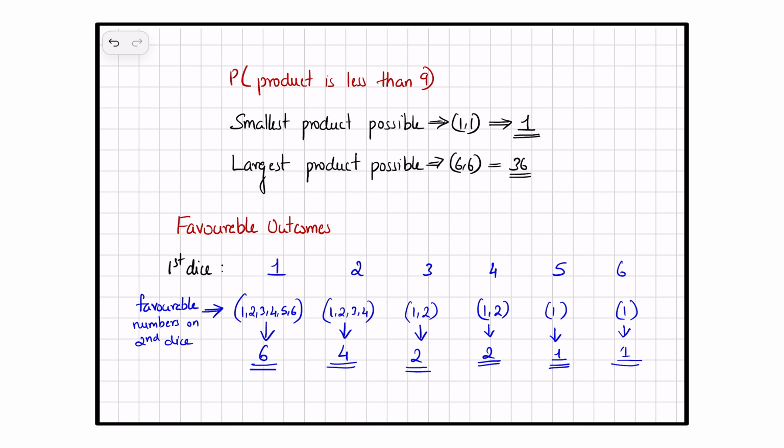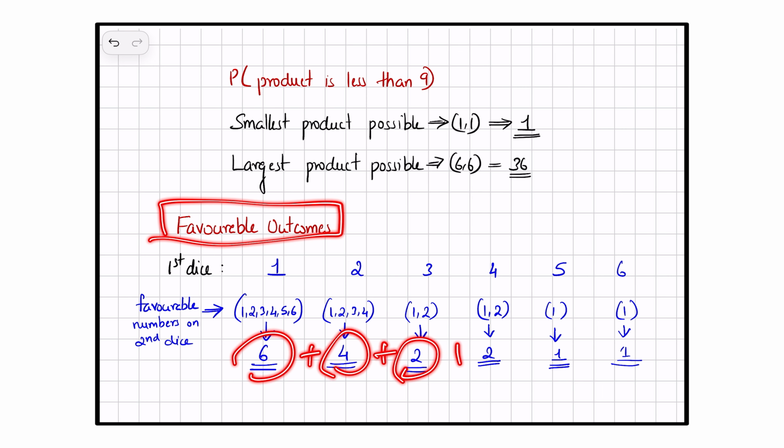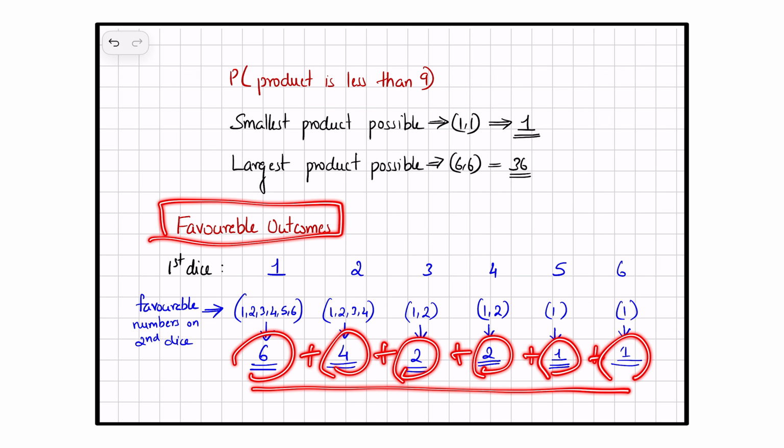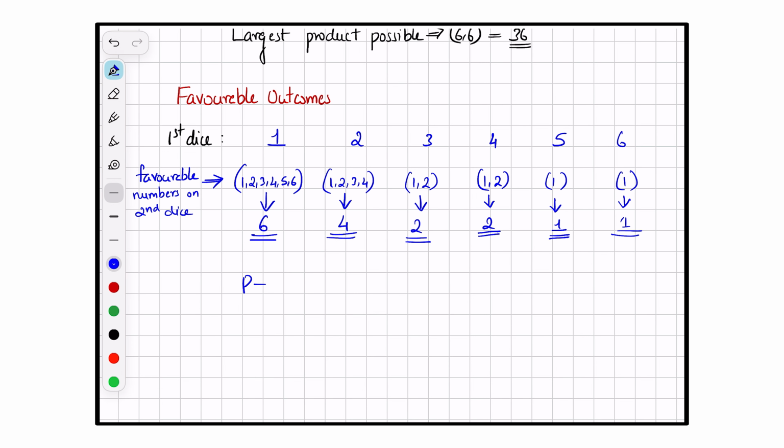So together, what are the favorable outcomes? It is going to be 6 plus 4 plus 2 plus 2 plus 1 plus 1. That will come to be 16. So the required probability is 16 by 36 or 4 by 9.